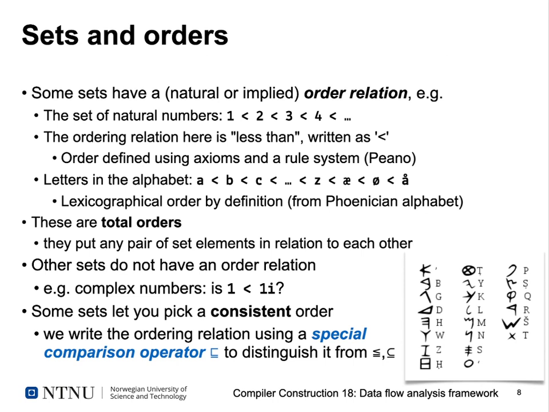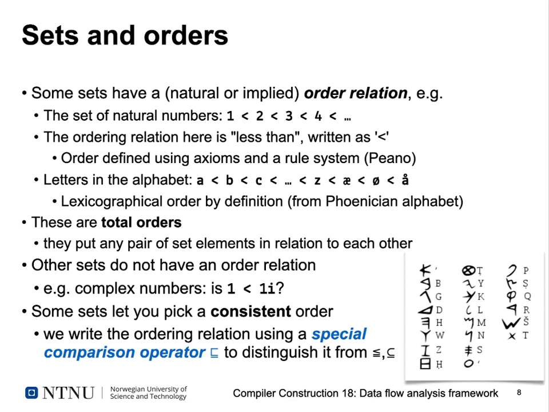Now, this ordering relation is just written as this less than sign here, and the order on actual natural numbers is defined using axioms and a rule system, the so-called Peano axioms and rule systems. Some order relations which are not really natural, but just defined, but we're so used to them that we think of them as natural, are the letters in our alphabet. When we look up something in a dictionary, we know that A comes before B, B comes before C, C comes before D, and so on until we hit the end of our alphabet.